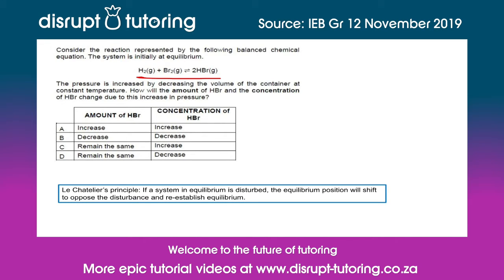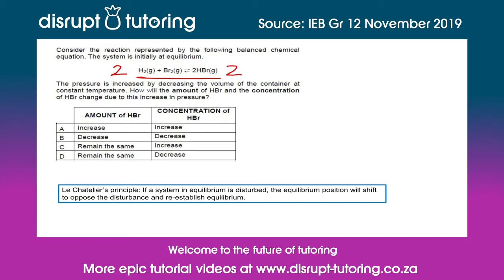If a system in equilibrium is disturbed, the equilibrium position will shift to oppose the disturbance and re-establish equilibrium. In this case, the disturbance is an increase in pressure. So to oppose this increase in pressure, the reaction that produces fewer molecules would be favored to decrease the number of molecules per unit volume of the container. If we look at the balanced equation, we see that there are 2 moles of reactants and also 2 moles of products. So the same number of molecules will be produced in the forward reaction as the reverse reaction, and that means that neither would be favored.